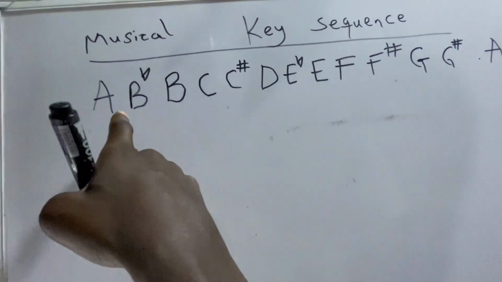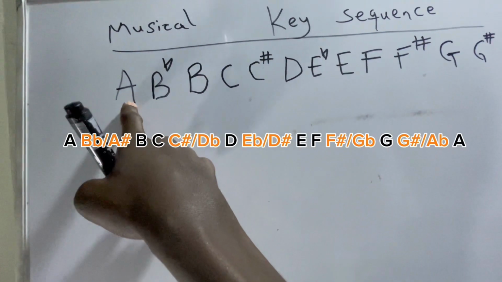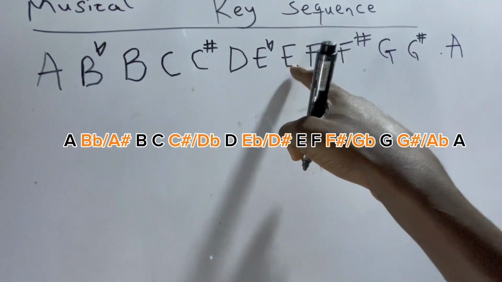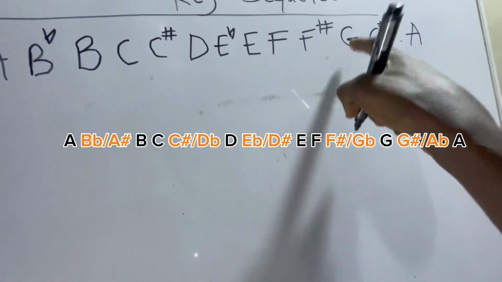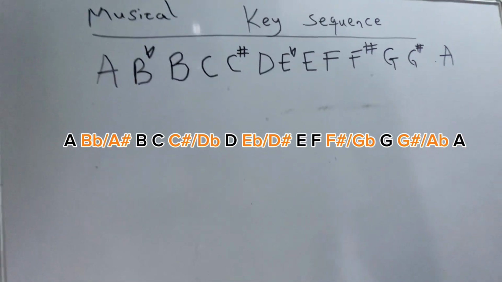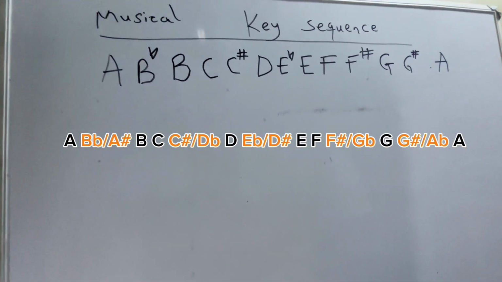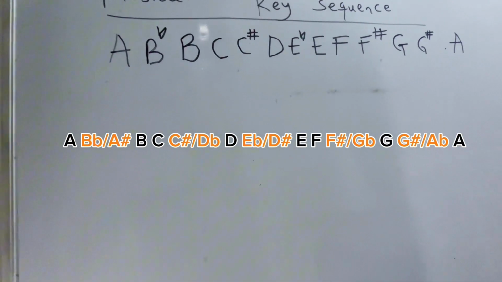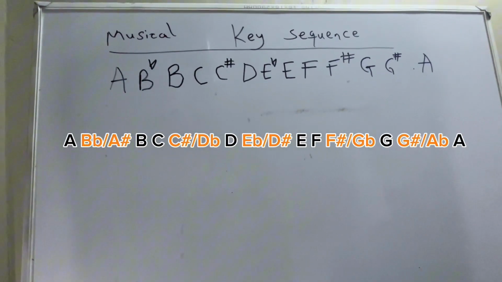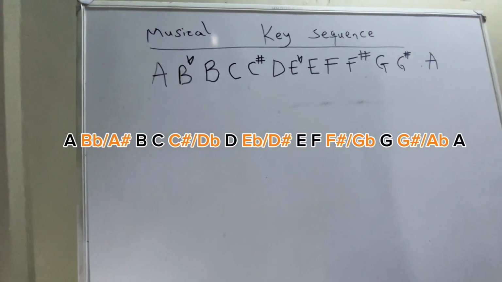So when you count, you get 12 keys: 1, 2, 3, 4, 5, 6, 7, 8, 9, 10, 11, 12. And back to the key we started, that is the key A. Very good. So generally, this is the key sequence in music, the 12 key sequence.